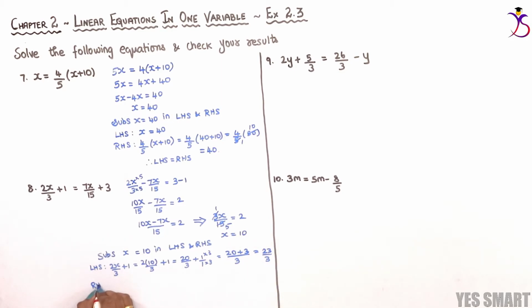Now RHS: 7x by 15 plus 3 equals 7 into 10 by 15 plus 3. 5 twos are 10, 5 threes are 15. So now 7 twos are 14 by 3 plus 3. Let's take LCM. The LCM is 3. So let's multiply the second fraction by 3. So 14 plus 3 threes are 9. When you add 14 plus 9, we get 23. So the final answer is 23 by 3. Therefore, LHS is equal to RHS.